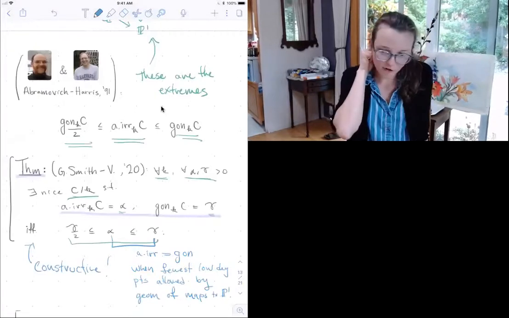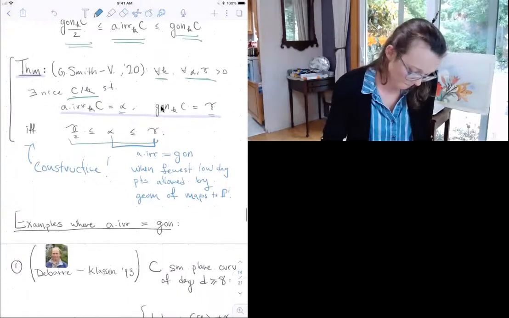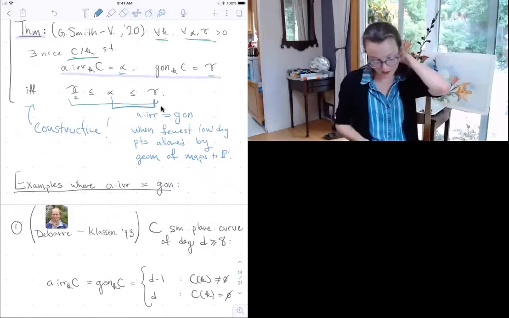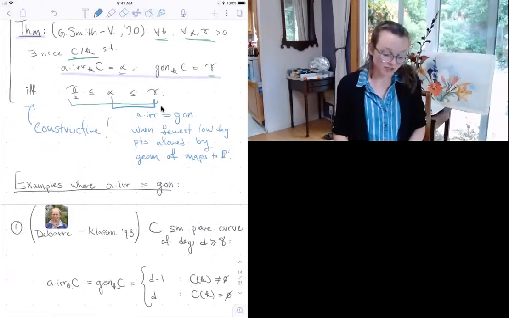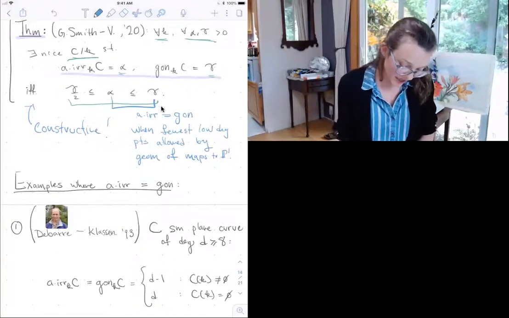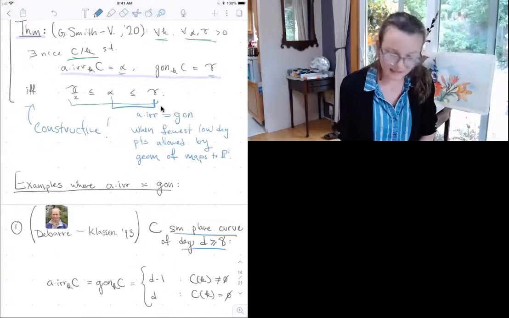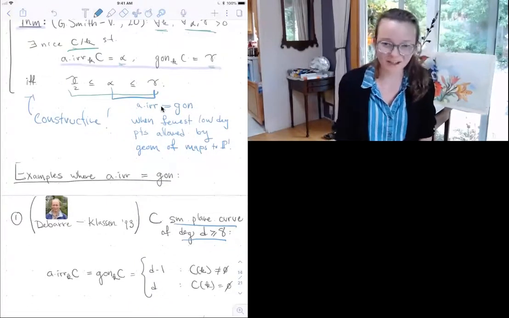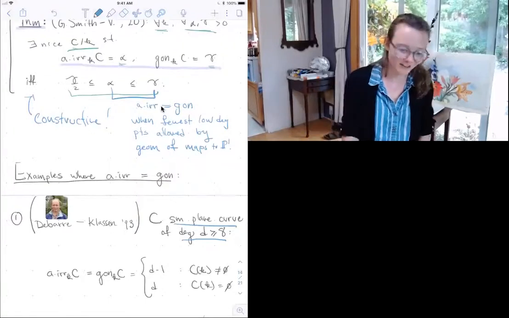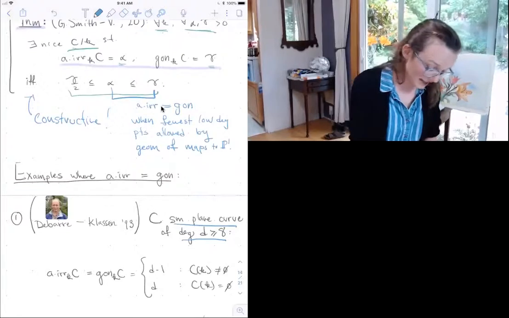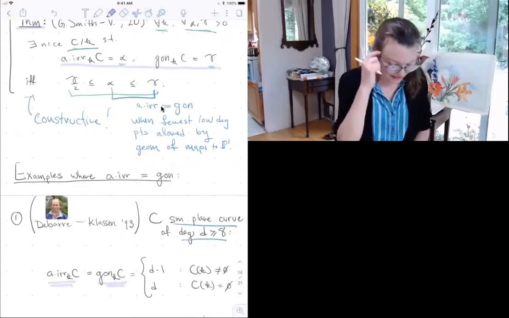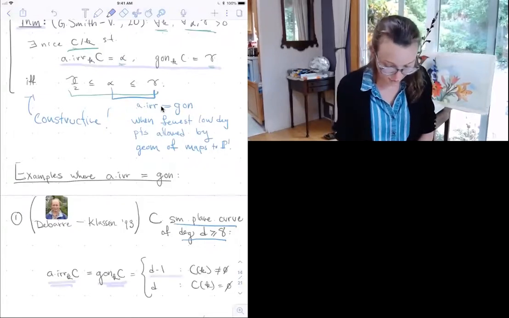So my entire involvement in this subject was inspired by this paper of DeBarre and Klassen from 1993, where they give such examples. The examples are when the curve is a smooth plane curve whose degree is at least 8. So in this case, smooth plane curves, I just want to emphasize something about Brill-Noether theory. They completely compute everything. The arithmetic degree of irrationality is equal to the gonality, which was classically known by Max Noether to be d-1 when the curve has a rational point and d when it doesn't.